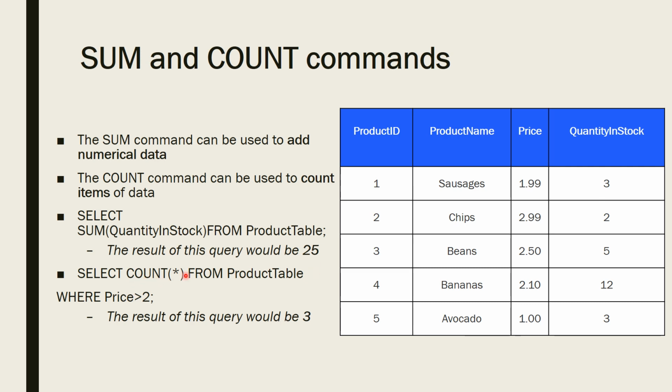SELECT COUNT of star FROM product table WHERE price is greater than or equal to 2. So it's going to find wherever the price is greater than or equal to 2. The prices that qualify are 1, 2 and 3, so the output will be 3.